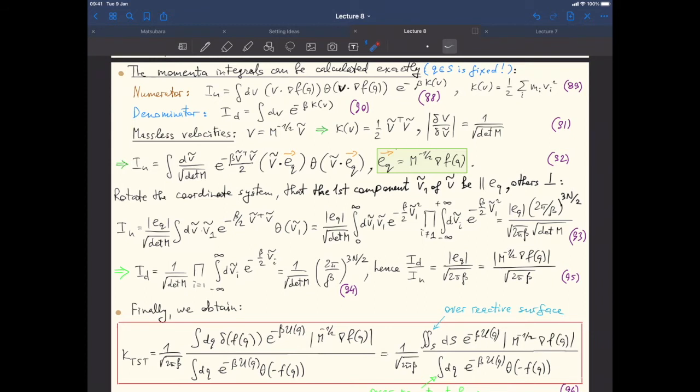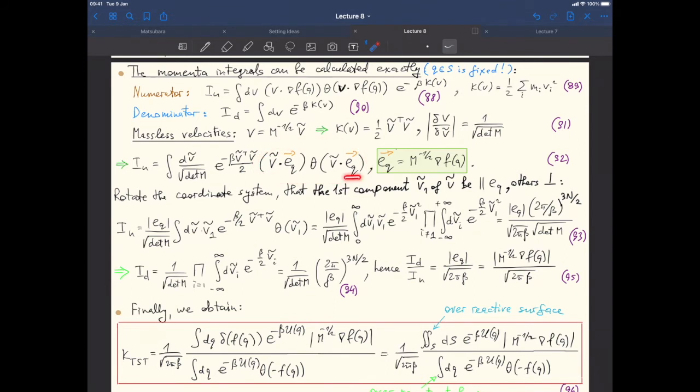Now comes a very nice trick. These terms seem very difficult to calculate, but in fact, if we rotate the v tilde coordinate system in such a way that the first Cartesian component of this vector v tilde is directed along the EQ vector, then this integral is easily calculated because these two terms will be easy to interpret.